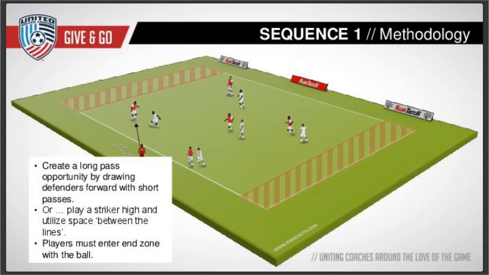The method that we will be looking at here is the opportunity to play a long pass by creating a situation of drawing the defense towards the ball. So to do so, we make short passes. The player on the ball, as we'll see in a minute, will make a short pass that will draw the defense out, and that will provide a long passing opportunity.